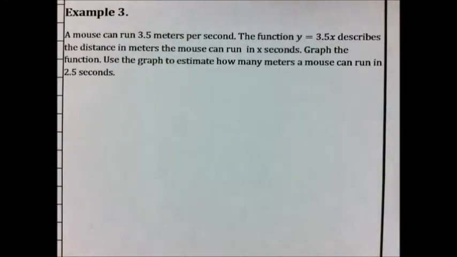Okay, example 3 says a mouse can run 3.5 meters per second. The function y equals 3.5x describes the distance in meters the mouse can run in x seconds. Graph the function. Use the graph to estimate how many meters a mouse can run in 2.5 seconds. So all we're doing is taking this scenario here and making a graph out of it. So let's pause the video and do that real quick.